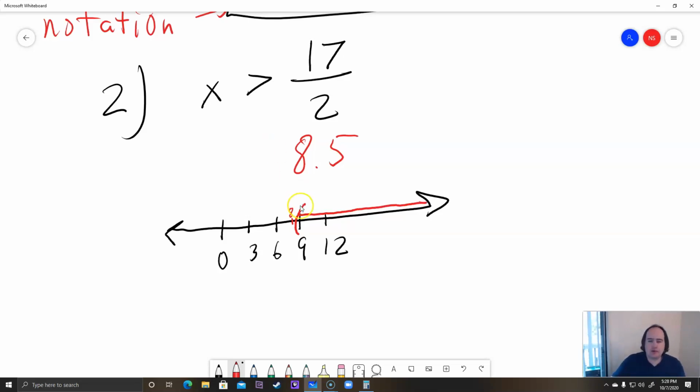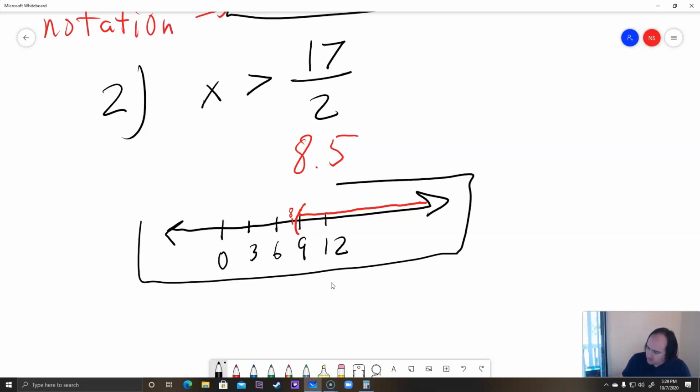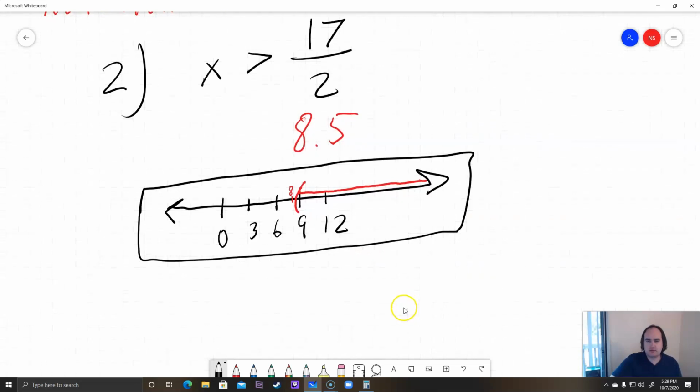So you see we've got a parentheses opening to the right because it's greater than. And then I did my best to put in 8.5. It's between 8 and 9. That's 17 halves. And then greater than goes to the right because larger numbers are on the right side. So there's our graph. Okay? And then we need to write our interval notation.